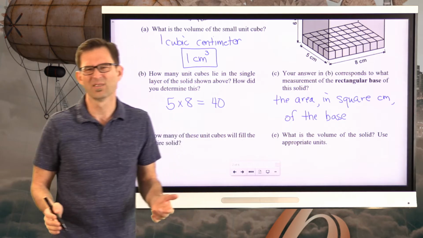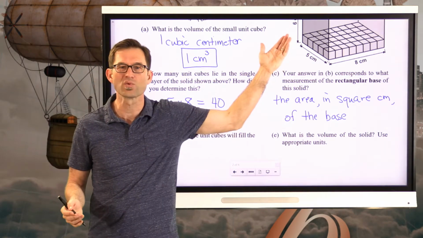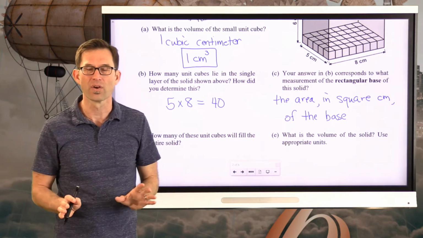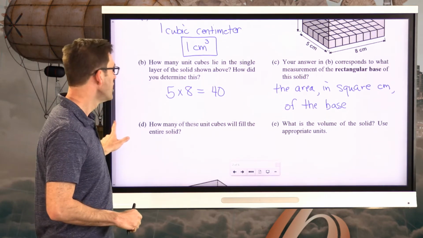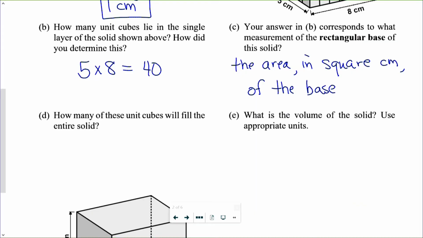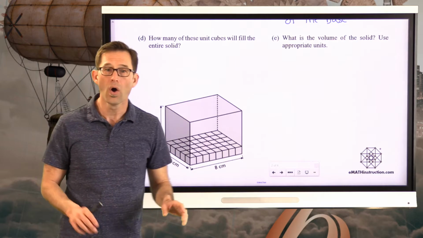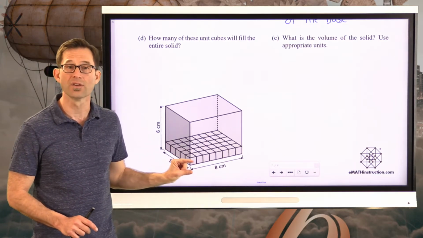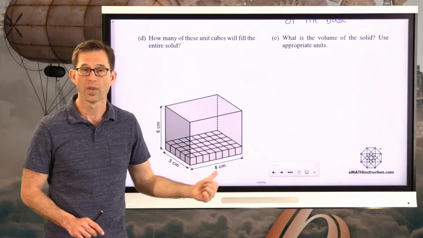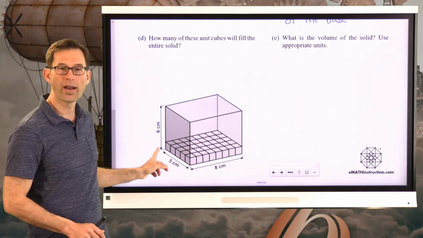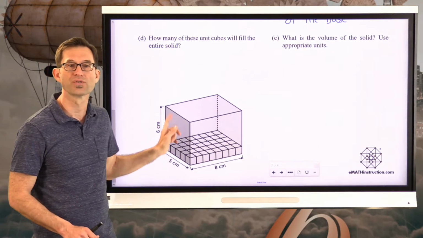We're really counting how many squares we could lay down on the bottom of that solid. Now, letter D. How many of these unit cubes will fill the entire solid? Here I've got the picture again so that we can see it. I know that there are 40 that sit on this initial layer because that's 5 times 8. The question is, how many fill up the entire figure, given that the entire figure is 6 centimeters tall?